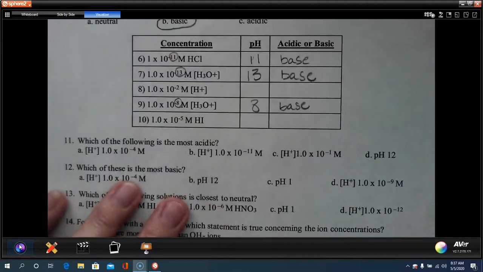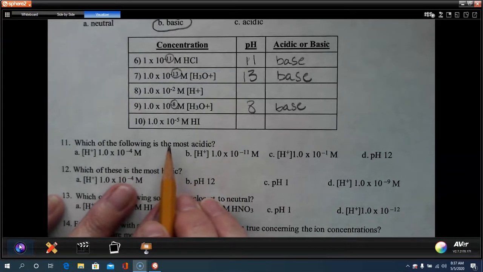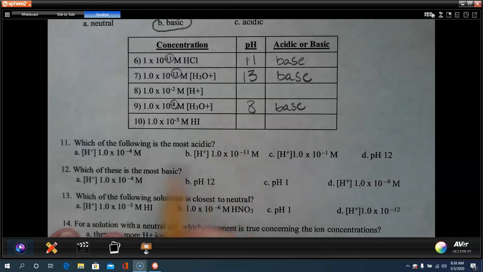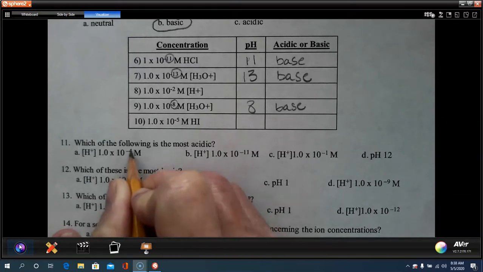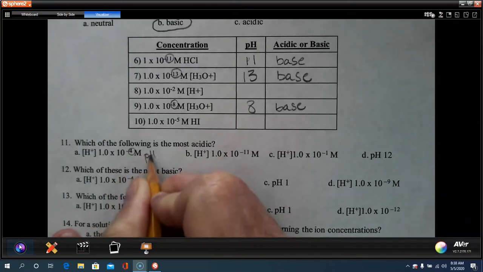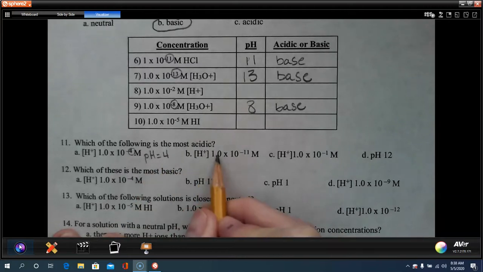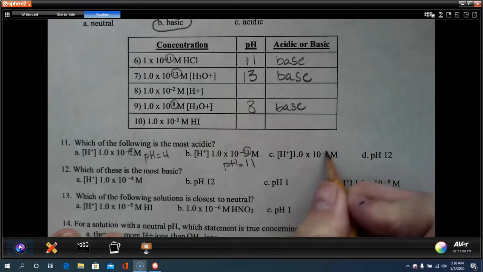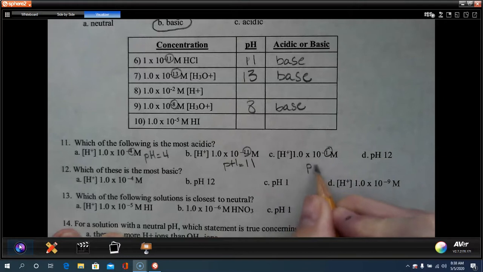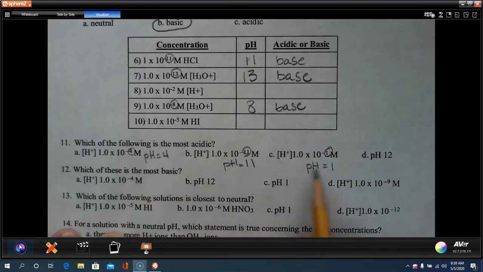All right, number 11. Which of the following is most acidic? Well, I like to convert these, if they're in concentration, to pH to help me figure out which one's most acidic. So for this one, the pH would be 4. For letter B, the pH would be 11. And here, the pH would be really strong. It would be a 1. So which one's the most acidic? That would be letter C, with a pH of 1.